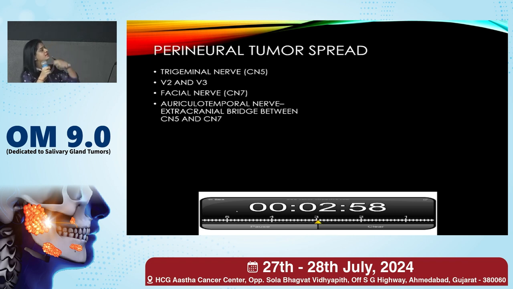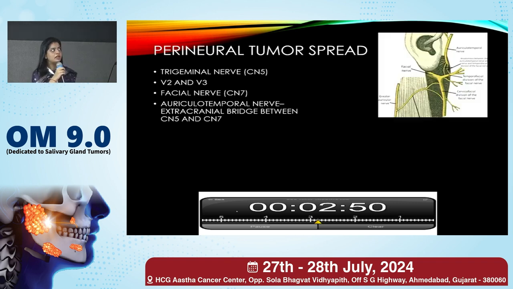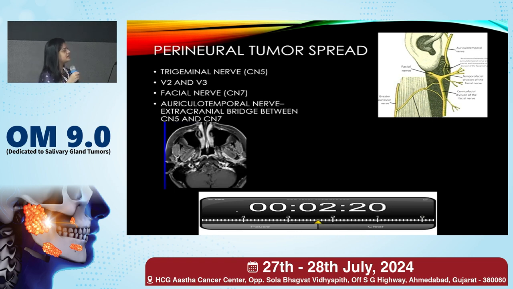Now coming to an interesting topic, that is the perineural spread. For perineural spread, the important thing is the auriculotemporal nerve, which serves as an extracranial bridge between the facial nerve and the trigeminal nerve. So the auriculotemporal nerve is a branch of the third division of the trigeminal nerve, and it connects to the facial nerve in the region of the parotid gland. So any lesion present in the parotid gland can present with intracranial MET because of the perineural spread of the disease.